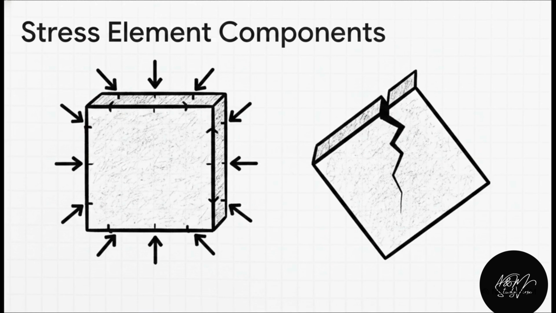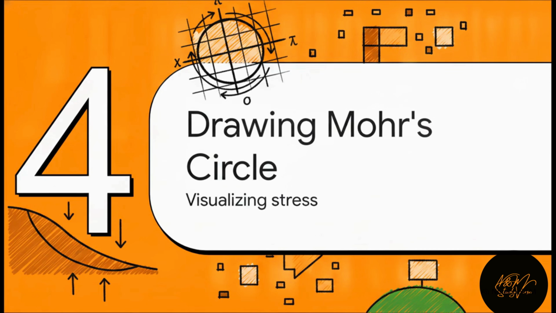But here's the kicker. If you physically rotate this little element by an angle theta, the overall stress state of that dirt doesn't change at all, but the normal and shear components shift depending on your new viewing angle. So a block of soil might look perfectly stable from one angle, but could be completely failing in shear along a hidden diagonal plane. Sneaky, right? Section 4. Drawing Mohr's circle and visualizing that stress transformation.